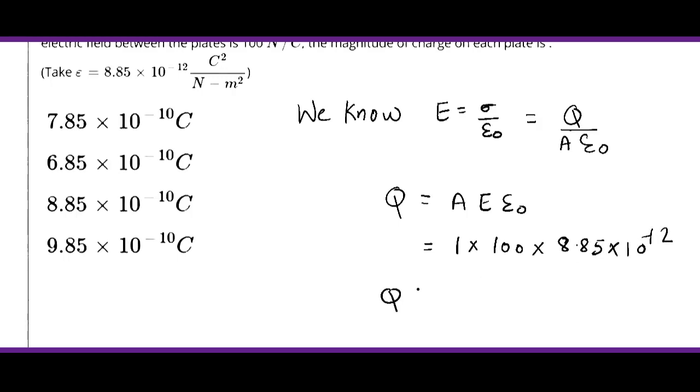Now on solving this value, we get 8.85 into 10 raised to power minus 12, and this will equal to 8.85 into 10 raised to power minus 10 Coulomb. Hence the right option is C.